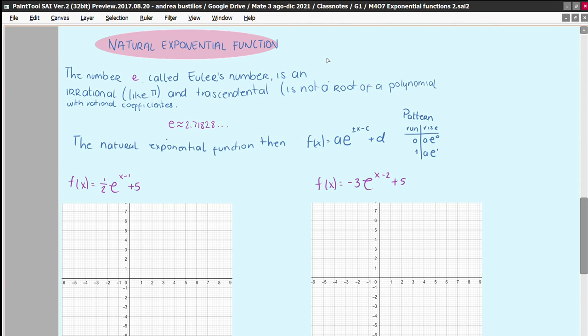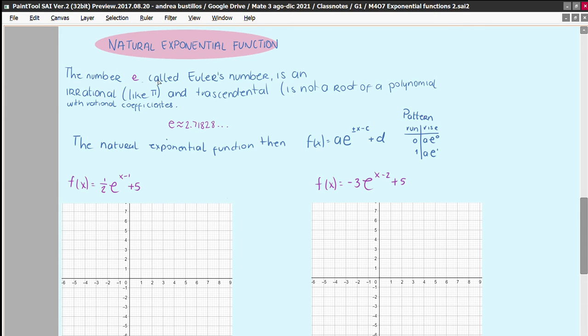Okay, now we're going to talk about the natural exponential function. And to talk about the natural exponential function, we first have to talk about the number e. This number is called Euler's number, and it's an irrational number and a transcendental one. So what does this mean?